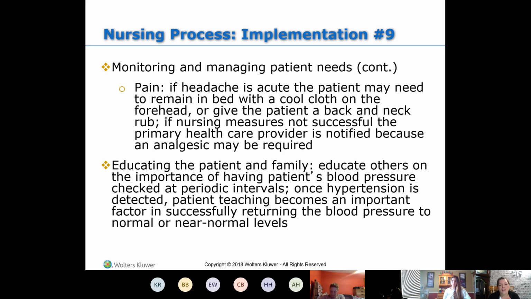So getting an analgesic like Tylenol does not always have to be the go-to. Darken the room and get them a cool towel. That can be your first go-to if your patient has a headache related to their medications. And then educate the patient and family on the importance of having the patient's blood pressure checked at periodic intervals once hypertension is detected. Patient teaching becomes an important factor as that blood pressure returns to normal.